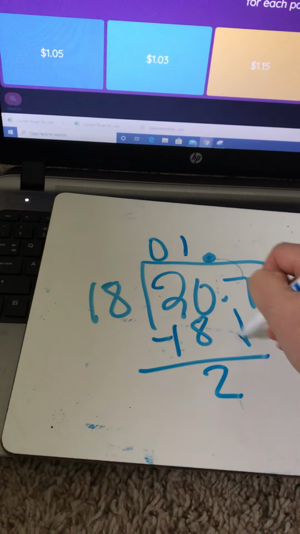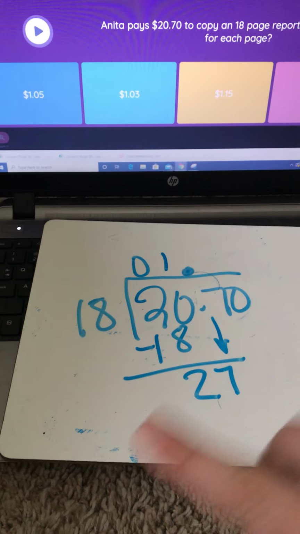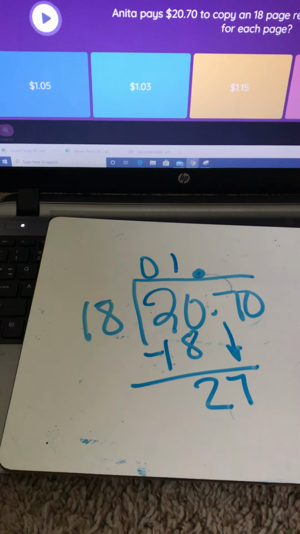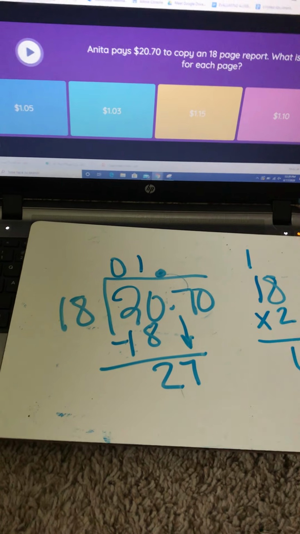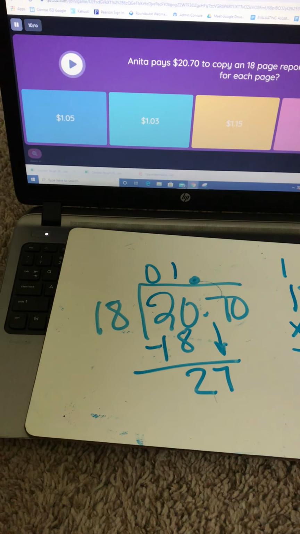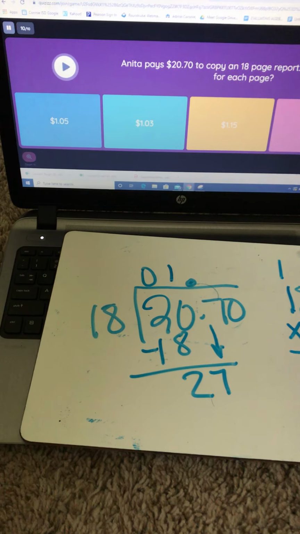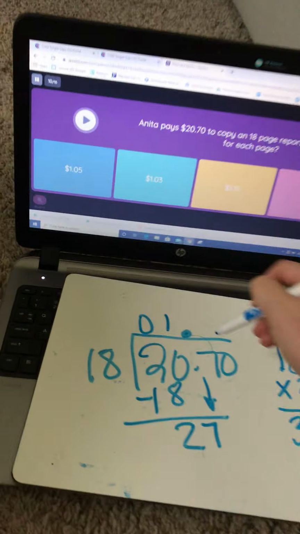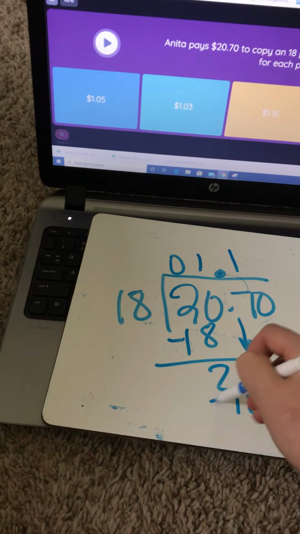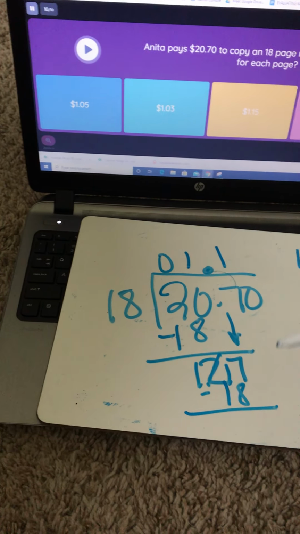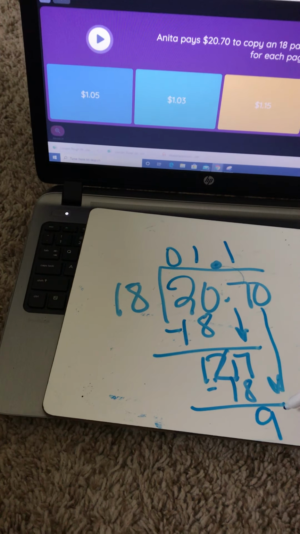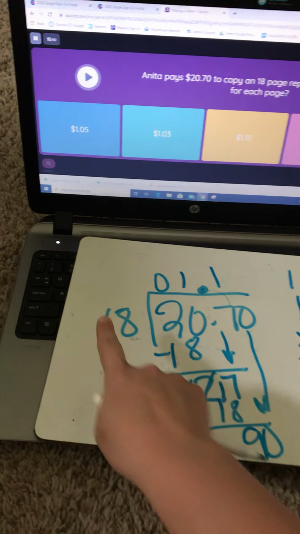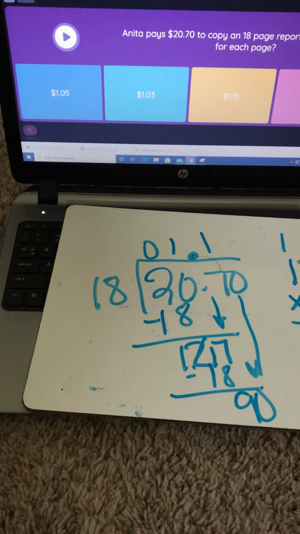Left over with 2, now I can bring down my 7. How many groups of 18 get me close to 27? Well, 18 times 2, 8 times 2 is 16. 2 times 1 is 2, plus 1 more is 3, is too many. So it's another group of 18. Subtract here, and I would get 90. How many groups of 18 get me close to 90?